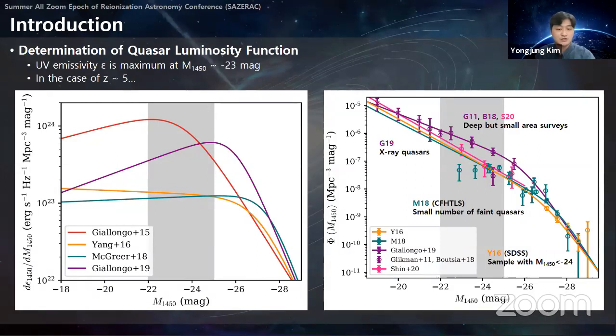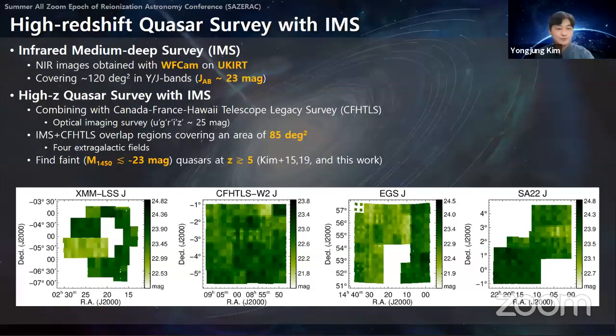So here we try to derive better QLFs at redshift 5 by finding more faint quasars. Recently, our group performed the Infrared Medium-deep Survey, shortly IMS, which is a NIR imaging survey. The imaging data in Y and J bands were obtained with the wide-field camera on UKIRT, and IMS covers over 100 square degrees on the sky and reaches J-band magnitudes of 23 in the AB system.